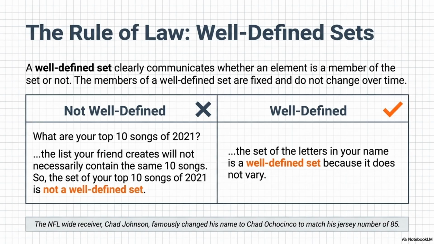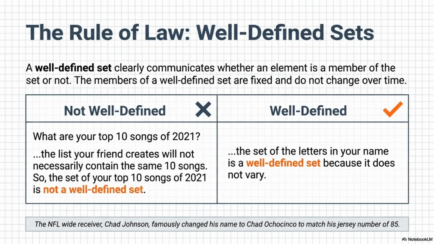The rules are fixed. Though Section 1.1 does include this really fascinating anecdote that shows how even objective parameters can be manipulated if you understand the system. Oh, wait, is this the football player? Yes. The former NFL wide receiver, Chad Johnson. The Ochocinco story. Yeah. He legally changed his last name to Ochocinco to match his jersey number, which was 85.